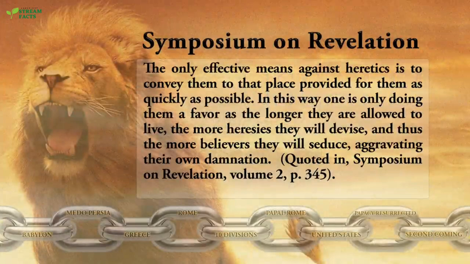Let me read you some other statements from other Roman Catholic thinkers. Cardinal Robert Bellarmine, one of the enemies of the Protestant Reformation, he was a champion of the Counter-Reformation. Notice what he wrote. By the way, he lived from 1542 to 1621. He wrote, "The only effective means against heretics is to convey them to that place provided for them as quickly as possible. In this way, one is only doing them a favor, as the longer they are allowed to live, the more heresies they will devise, and thus the more believers they will seduce, aggravating their own damnation."